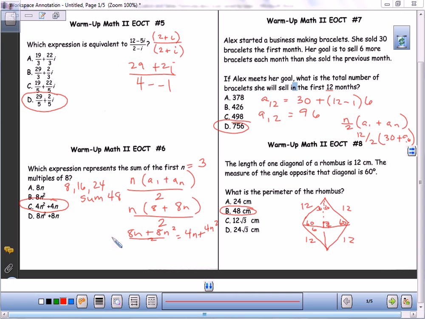I didn't understand what it was asking, though. Oh, really? The sum of the first n multiples of 8? Well, I don't know. I read it. Didn't make sense. Okay. Does it make sense now, though? Yeah. Okay, good. So if we saw one similar to it, we'd be okay.